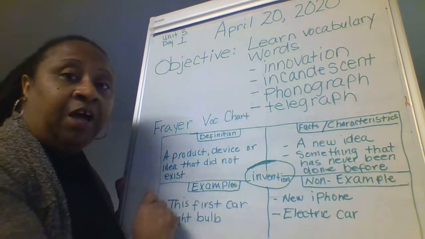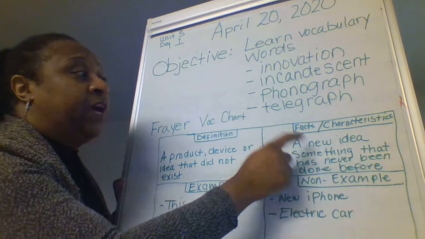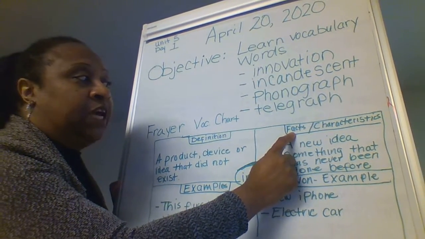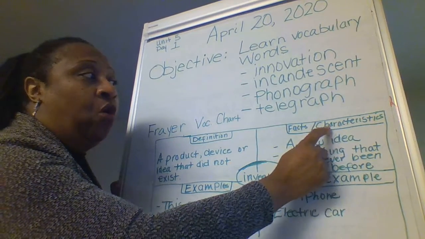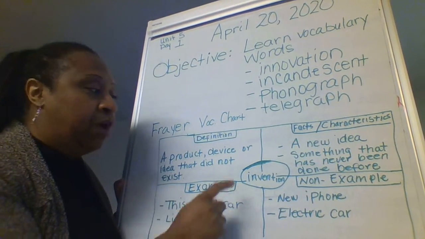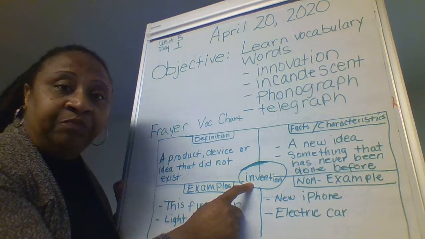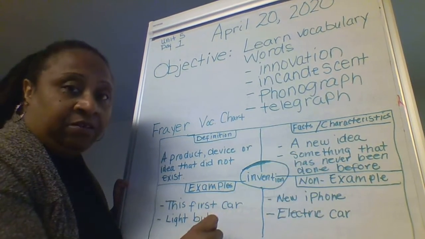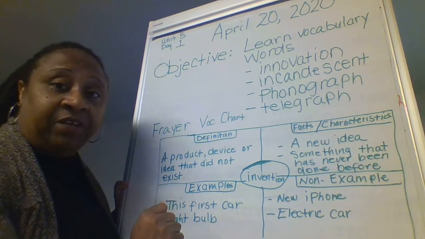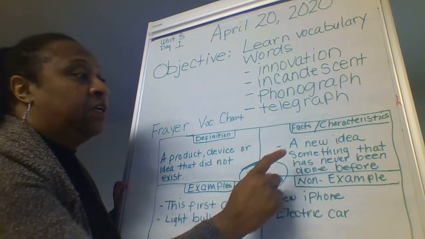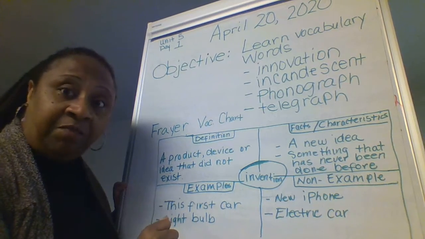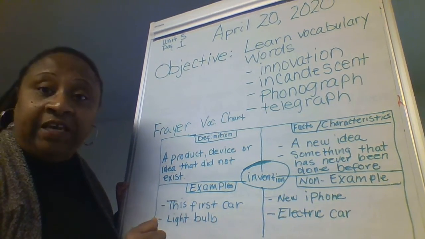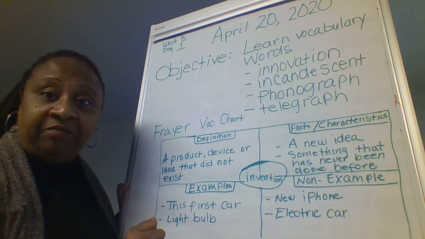You look up at the top and you'll find what that box is asking you to type in. So this box wants you to type in facts or characteristics about the word invention. So let's see what I put. A new ideal. That's a fact, right? About an invention. Something that has never been done before. That is also a fact or characteristic about an invention.